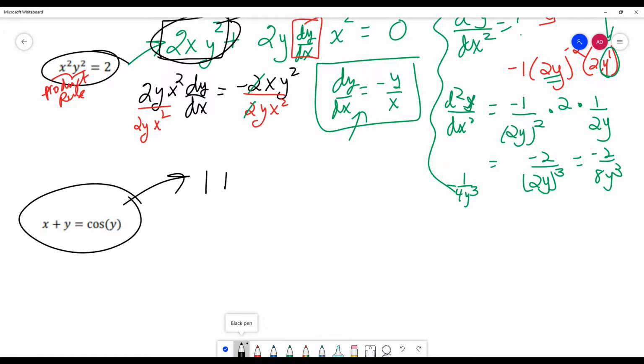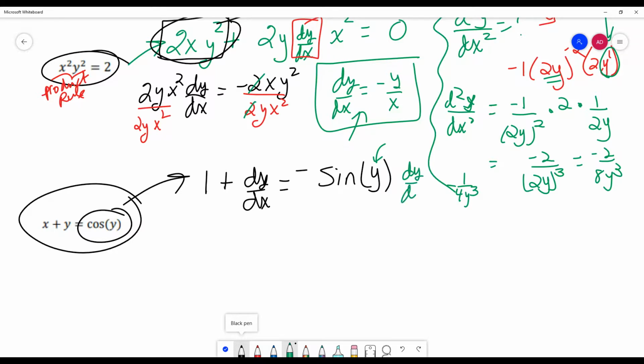That's going to be 1, because derivative of x is 1, plus y prime, right? Because the derivative of y is dy dx. Then I'm taking the derivative of cosine, which you all know and love to be negative sine y. And if I have you in class, I always say, do not change the argument. But you do need to find the derivative of y, which, oh, by the way, is dy dx.